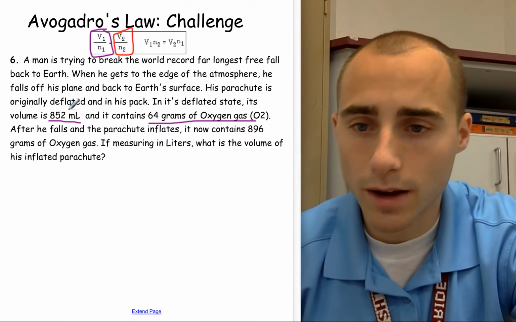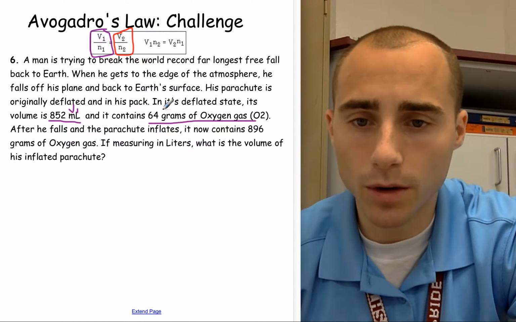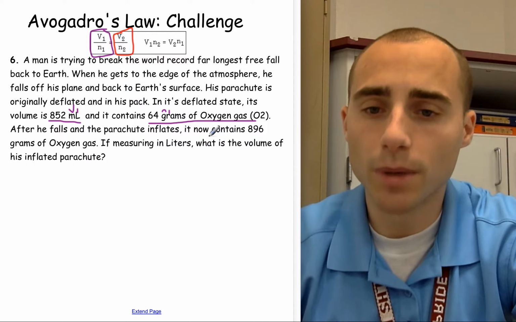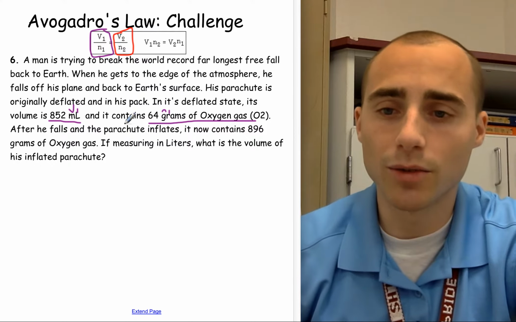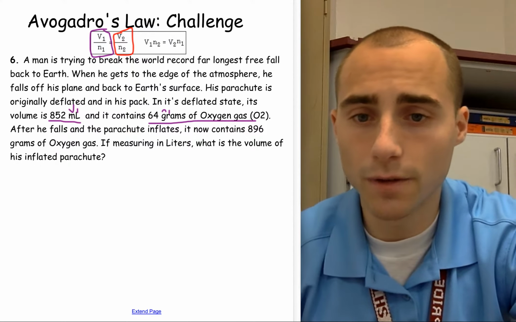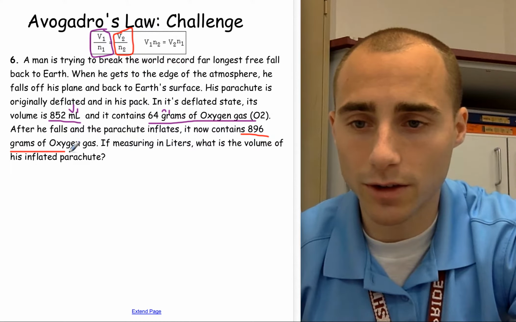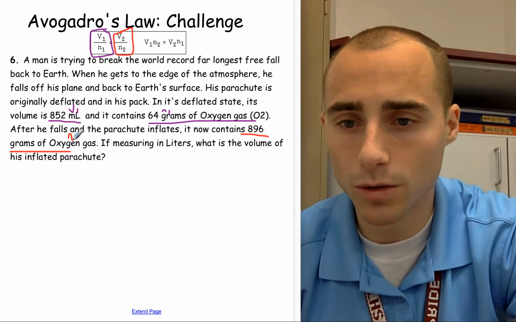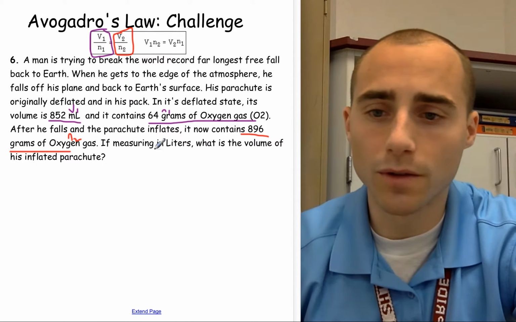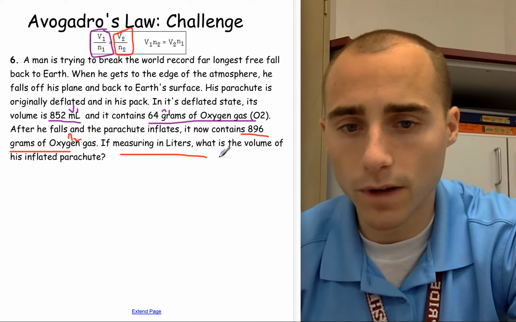So we have our V1 right here, and we have our N1 right here. After he falls and the parachute inflates, it now contains 896 grams of oxygen gas. So inflated contains 896 grams of oxygen gas. So that is going to be our N2. If measuring in liters, what is the volume of his inflated parachute? So we are solving for V2.